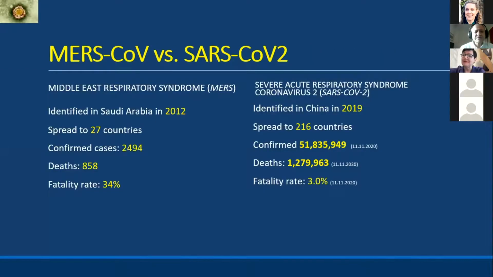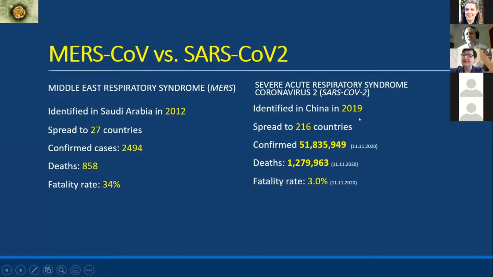In this slide, I'm trying to show a comparison between MERS-CoV and SARS-CoV-2. MERS-CoV is the Middle East Respiratory Syndrome. It was identified first in Saudi Arabia in 2012, and it spread to about 27 countries with confirmed cases of 2,494, a total death of 858 with a fatality rate of 34%.